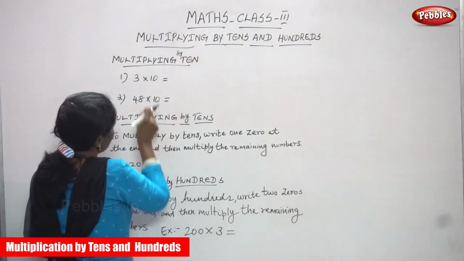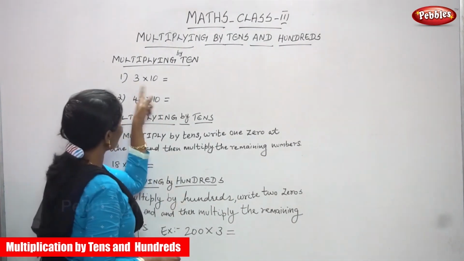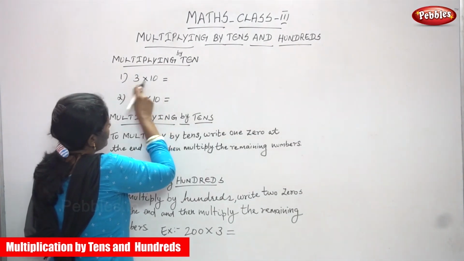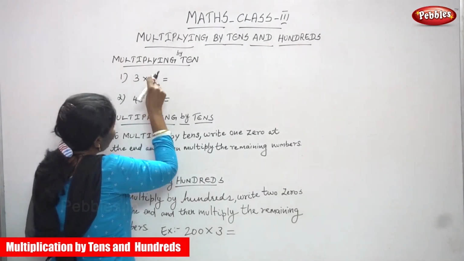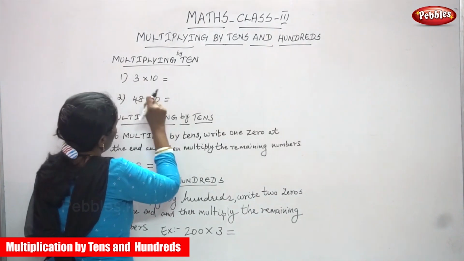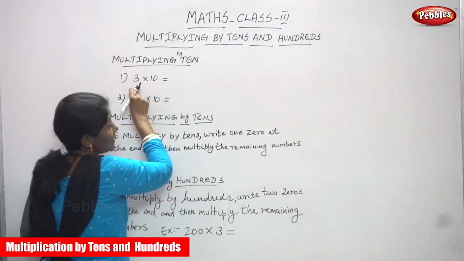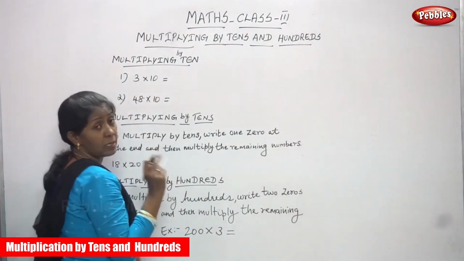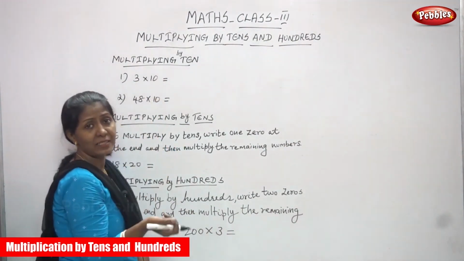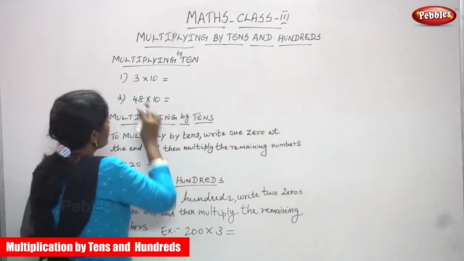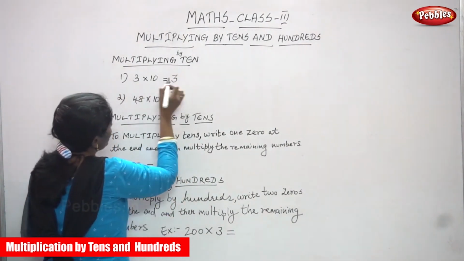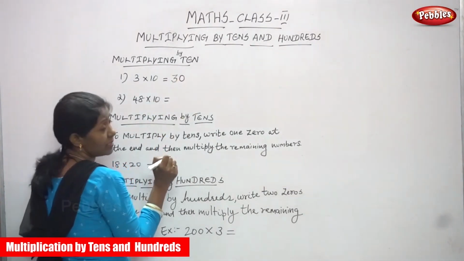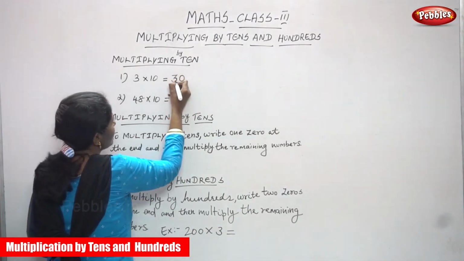Okay, multiplying by 10. That means there are two numbers given. The first number is 3, second number is 10. You are going to multiply 10 with a particular number. So first you have to multiply the numbers, then you must add the 0 at the end. So 1 into 3 you can get 3. Then you must write 0 at the end. That means the answer is 30.